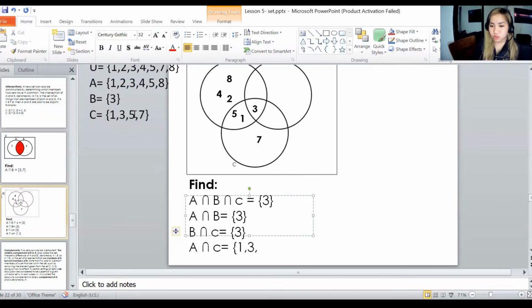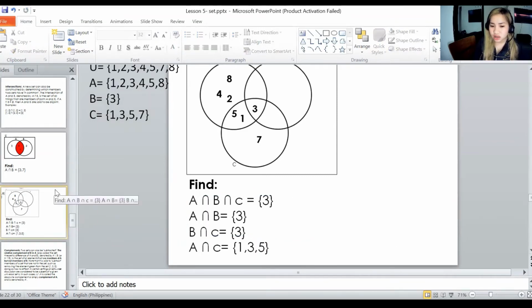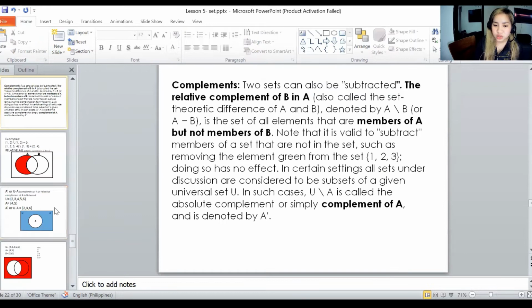May 4 po ba sa C? Wala. May 5 po ba sa C? Meron. Meron po bang 8 sa C? Yan, wala. Kaya ang final answer natin is 1, 3, tsaka 5. So, ayan po yung intersection natin. Let's proceed na po sa complement.